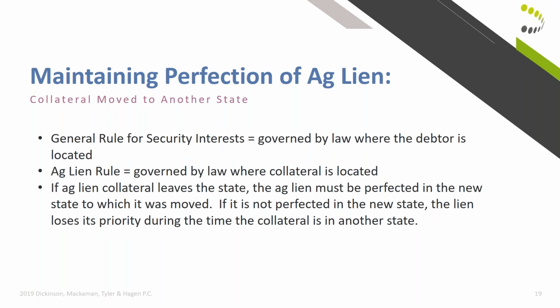In addition, it's essential that the perfection of an ag lien is maintained. Normally, for a security interest, it is governed by law where the debtor is located, but for ag liens, it is governed by law where the collateral is located. So, if ag lien collateral leaves the state, you should ensure that you perfect in that new state. Otherwise, the priority is lost during that time period.